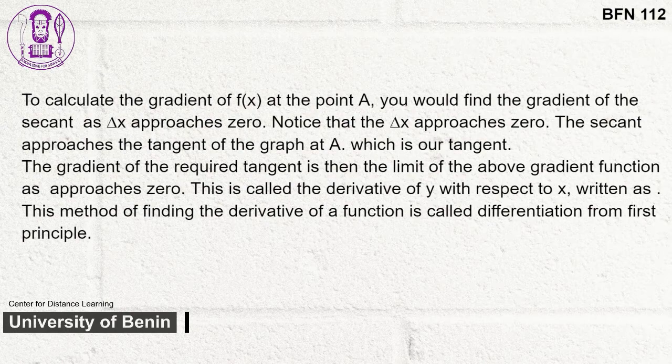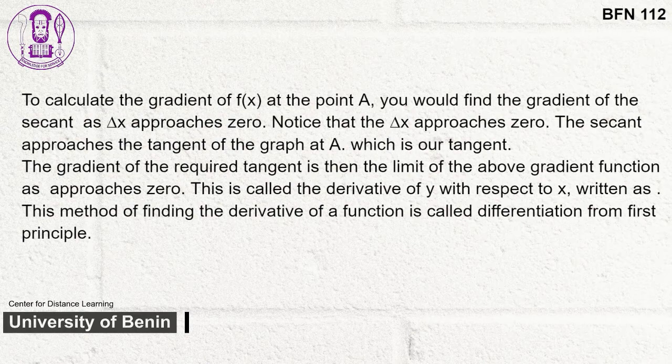The secant approaches the tangent of the graph at A. The gradient of the required tangent is then the limit of the above gradient function as delta x approaches 0. This is called the derivative of y with respect to x, written as dy/dx. This method of finding the derivative of a function is called differentiation from the first principle.